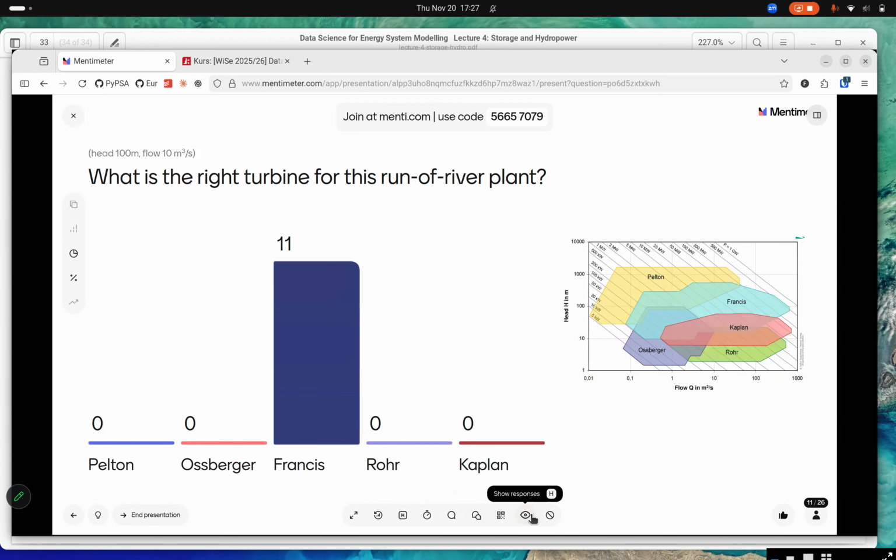Okay, so that was too easy. You all got the correct answer. How do you read this? Flow, you look at 10 cubic meters per second, go up until 100 meters, and you end up in the Francis regime. The only thing that would have made this a little bit more difficult is that these axes are on a logarithmic scale.